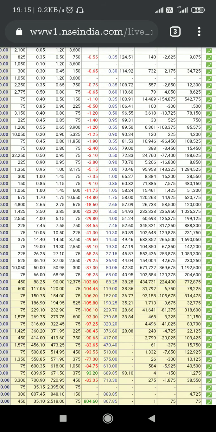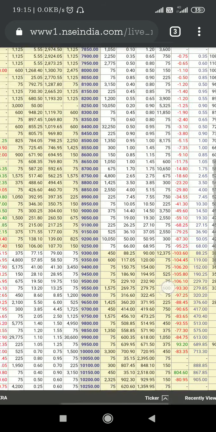As you can see, the OI is 11 lakh, 10 lakh, 16 lakh, 10 lakh again, 12 lakh again, and a good change in OI, that is 3 lakh 69,000, 2 lakh 53,000, and at other levels.